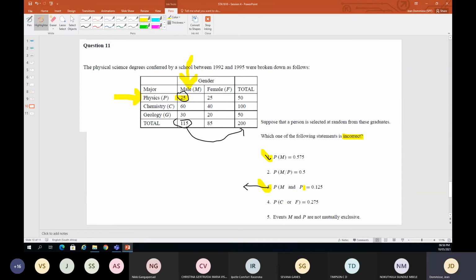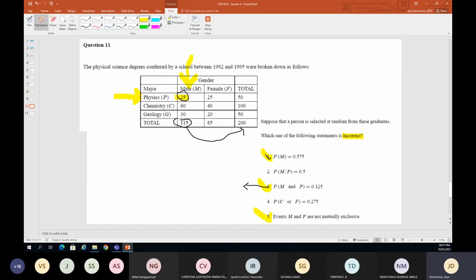So if M and P are 0, then it is mutually exclusive. M and P is not 0, so it is not mutually exclusive. So that one is also correct. And this is also something that you will pick up in your assignments as well, is nearly the phrasing.